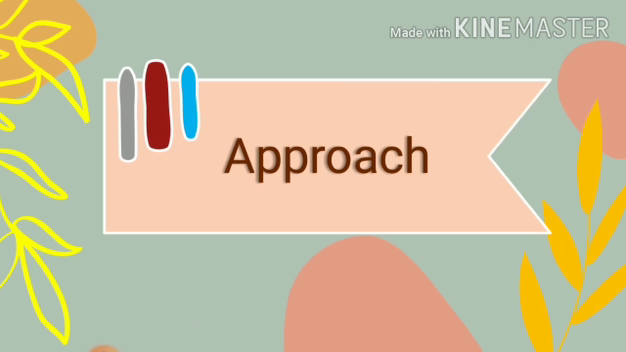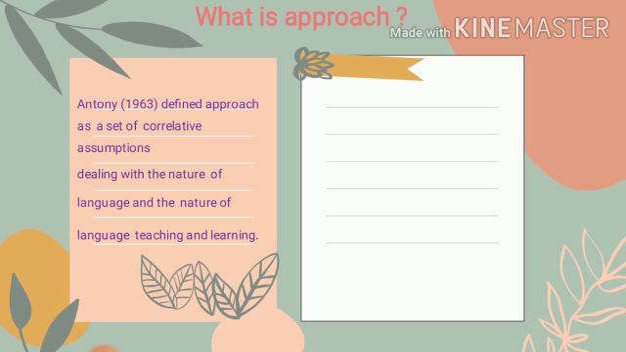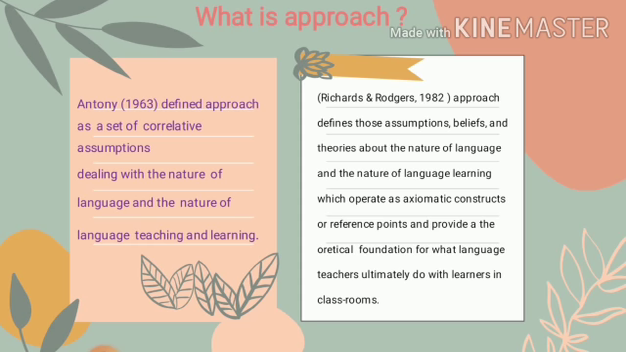The first material is approach. What is approach? Anthony, 1963, defined approach as a set of correlative assumptions dealing with the nature of language and the nature of language teaching and learning. Richards and Rodgers, 1982, defined approach as those assumptions, beliefs, and theories about the nature of language and the nature of language learning, which operate as axiomatic constructs, a reference point, and provide the theoretical foundation for what language teachers ultimately do with learners in the classroom.